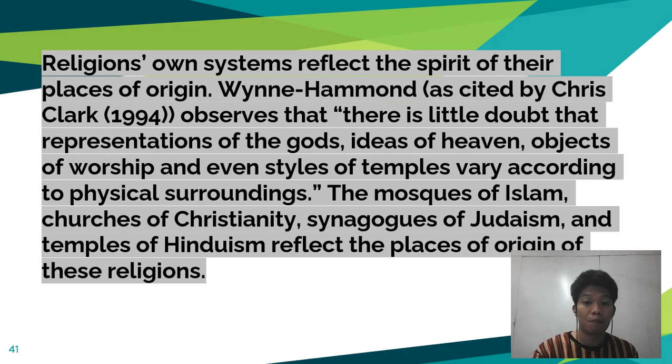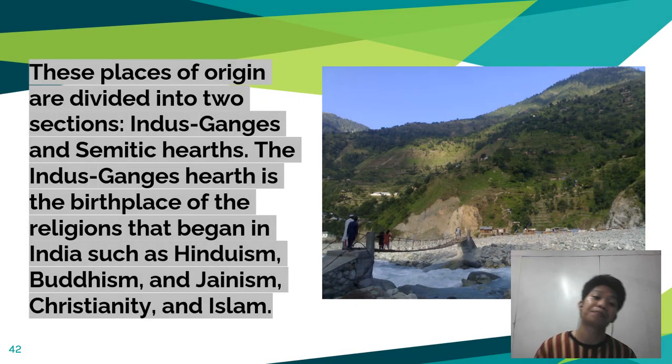Religions' own systems reflect the spirit of their places of origin. Weinhamann, as cited by Chris Clark 1994, observes that there is little doubt that representations of the gods, ideas of heaven, objects of worship, and even styles of temples vary according to physical surroundings. The mosques of Islam, churches of Christianity, synagogues of Judaism, and temples of Hinduism reflect the places of origin of these religions. So even though religions have variants and similarities, the physical environment is truly manifested in the different styles and designs of temples and churches.